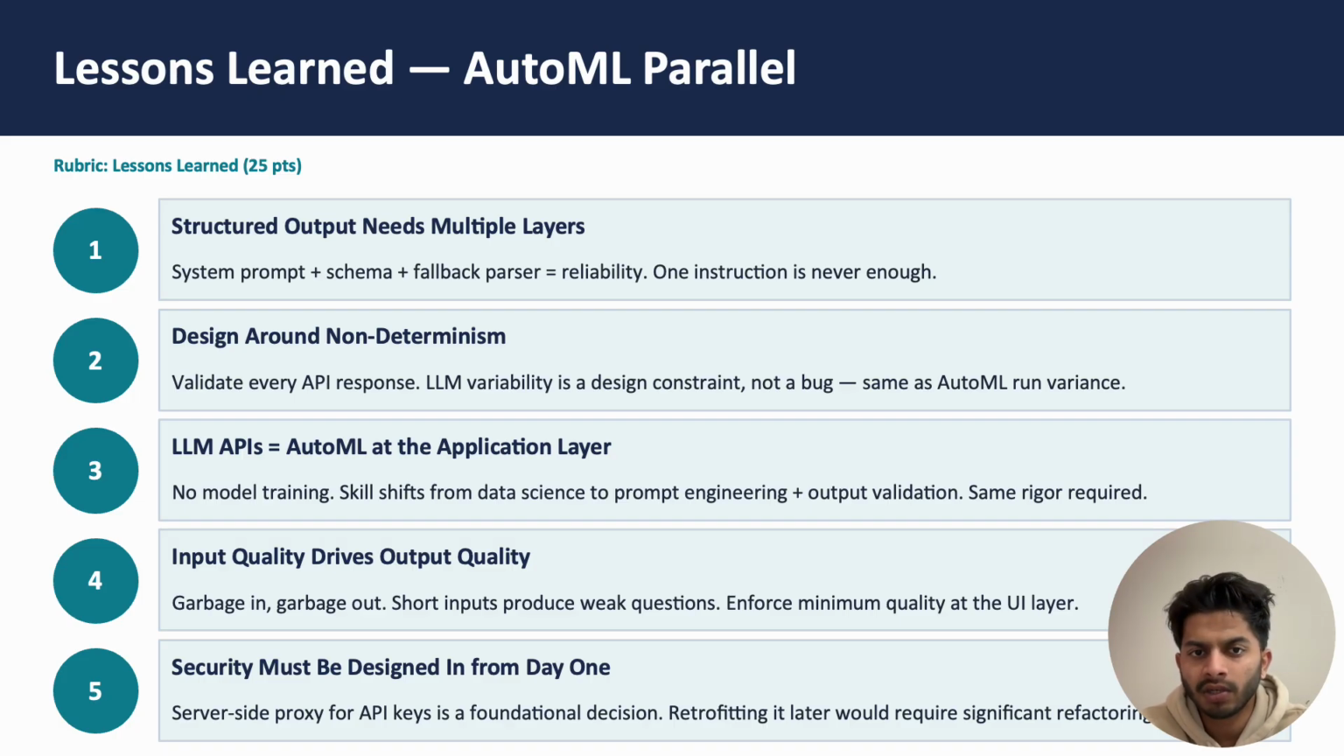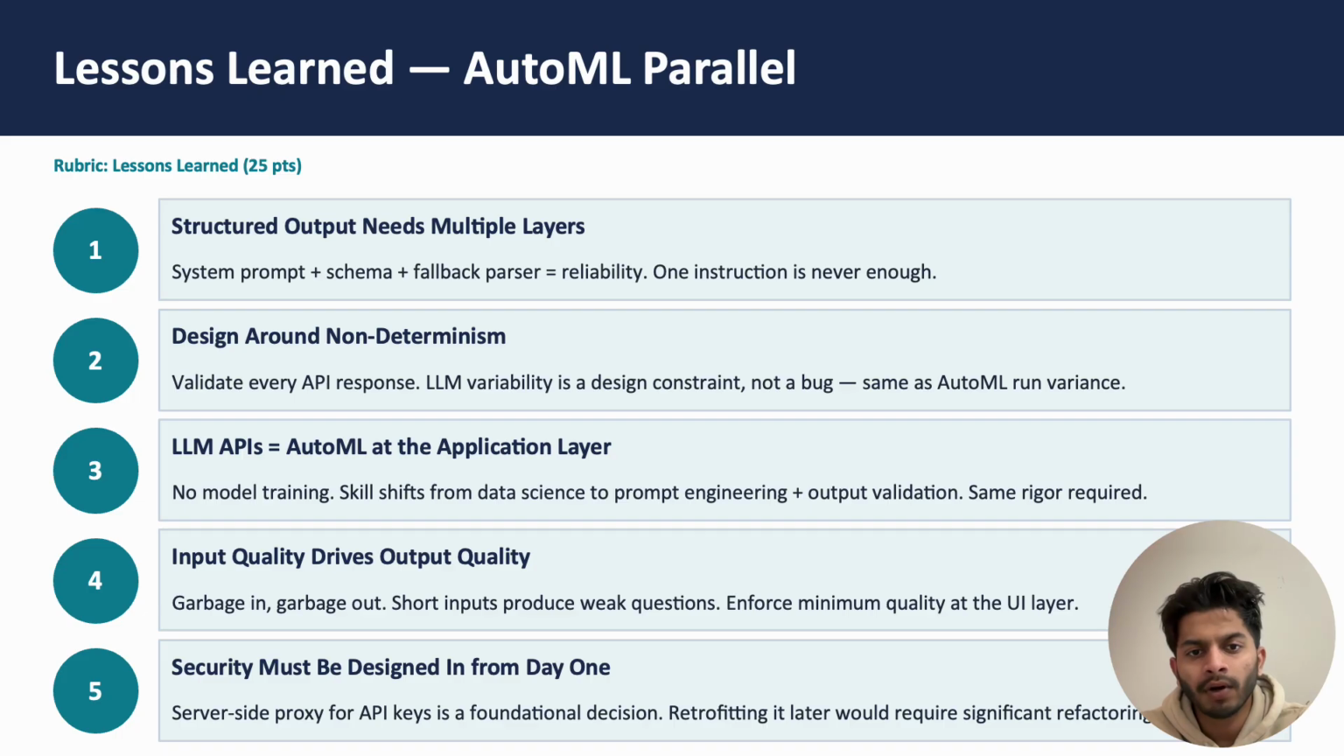Lesson 1: structured output needs multiple constraint layers. One is never enough. Lesson 2: non-determinism is a design constraint, not a bug. The same way AutoML runs produce different results across different seeds. Lesson 3: the LLM API is AutoML at the application layer. No training, but the same rigor is required.